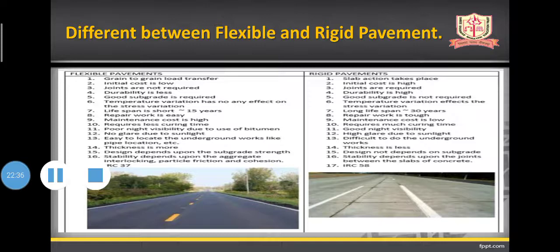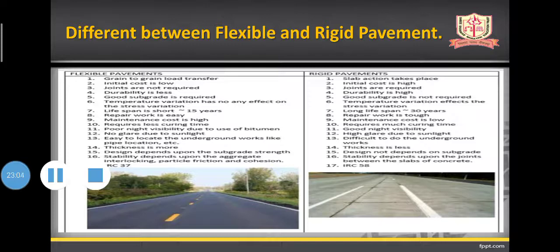Difficult to do the underground work. Yes, obviously, even after the flexible pavement road has been constructed, at some point you can remove it and fix your pipes and everything. But for rigid pavement, it is not possible. If you construct one slab, you can't remove it and you can't place pipes or anything, so it is difficult. The thickness is more; the thickness is less.